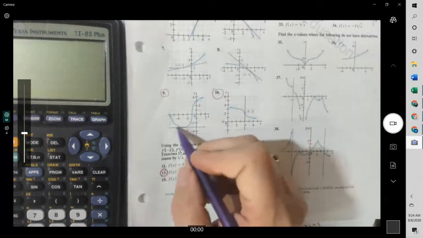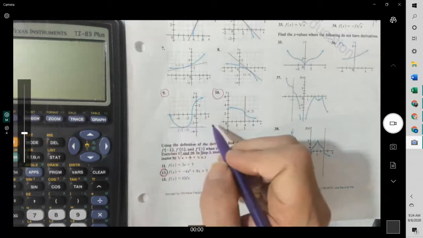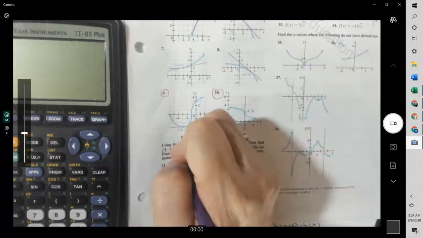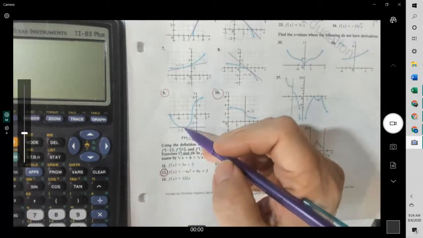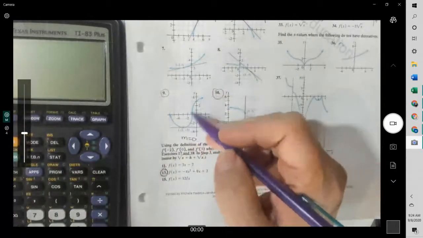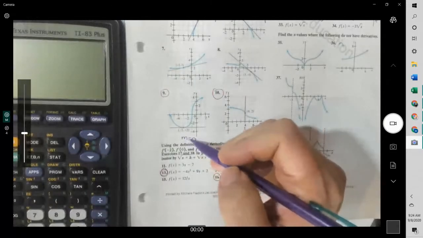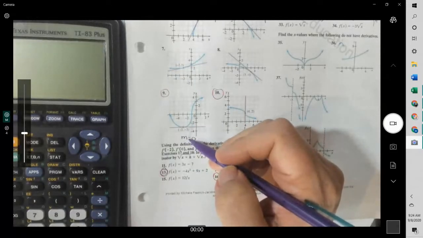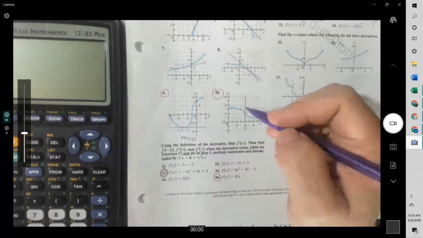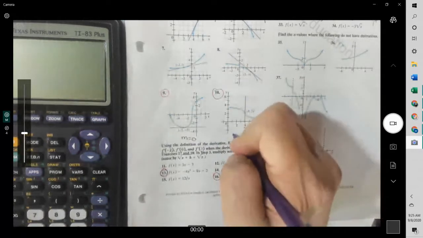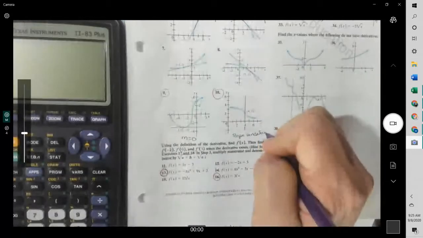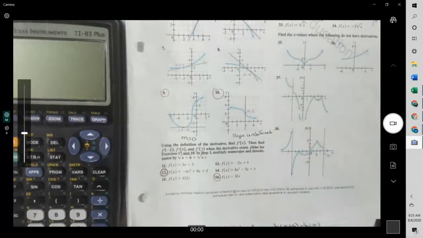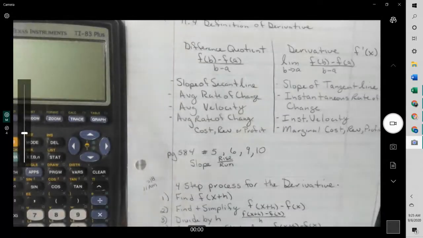Look at this one. It's horizontal. When you have a horizontal slope, it's 0. Notice this is also a min. When you're trying to find your mins and your maxes, that's where your slope is 0, the slope of the tangent line. This one's a vertical line. When you have a vertical line, the slope is undefined. Okay.